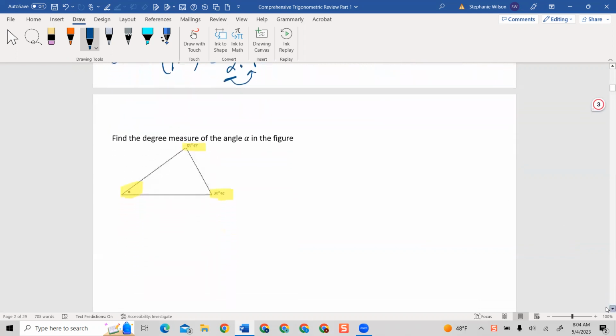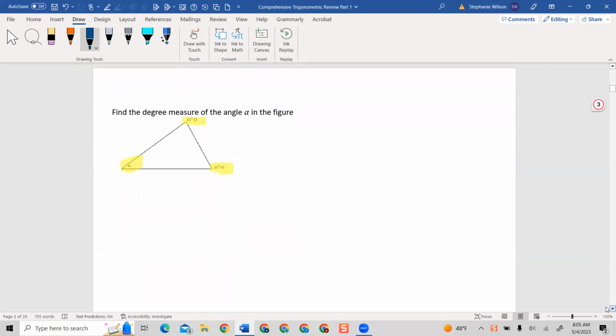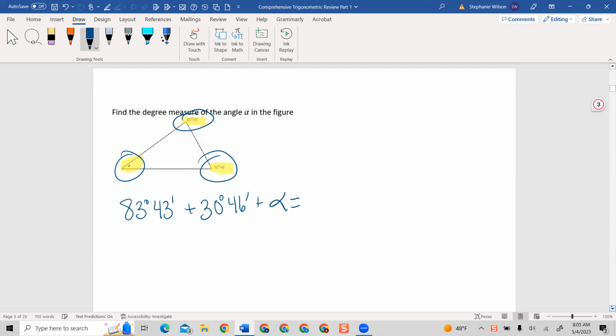Okay, let's do our next example. Our next example says that you are given this triangle with degrees and minutes on it. It says find the measure of the angle alpha. So we're looking for the third measure. Let's take this here, 83 degrees, 43 minutes, and add it to the 30 degrees, 46 minutes, plus this alpha. And we know when we're talking about a triangle, it all equals 180 degrees.